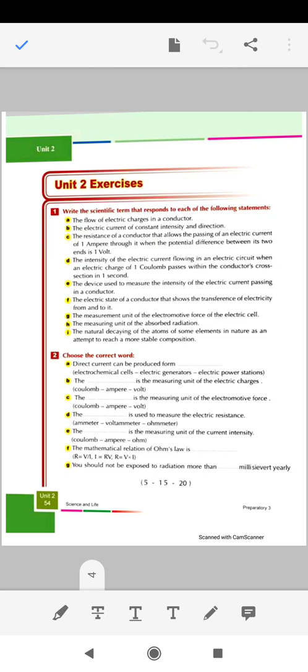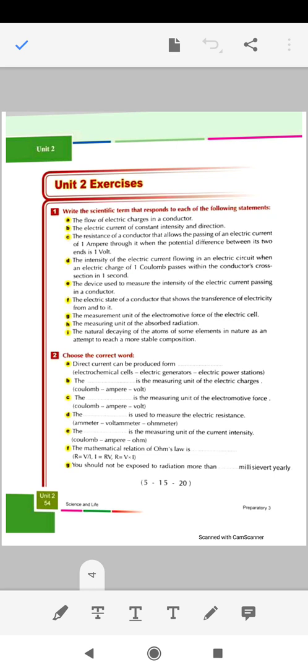Scientific term. The flow of electric charge in a conductor. برافو electric current. The electric current of constant intensity and direction. برافو direct electric current. The resistance of conductors that allow the passing of the electric current of 1 ampere and 1 volt. طالما resistance وعندي 1 ampere و 1 volt يعني نخلي بقية الرول ب 1 يبقى ده definition measuring unit. طب measuring unit of what يا مستر؟ of resistance يبقى ohm.